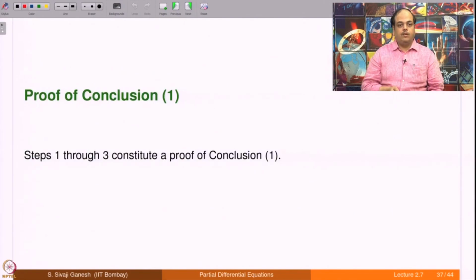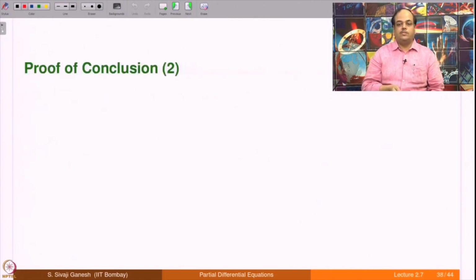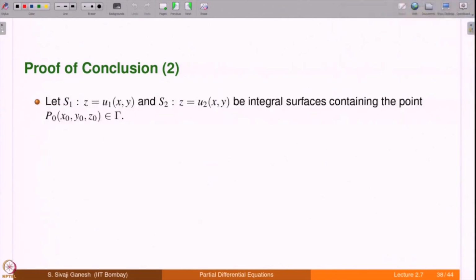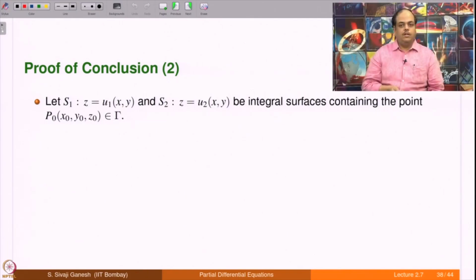So, let us prove conclusion 1, that is precisely steps 1, 2, 3. That gives the proof of conclusion 1, that is about existence. Now, let us do the uniqueness. Let S1 and S2 be as given, one is defined on D1, the other one is defined on D2, and take this point P0 which is in gamma.